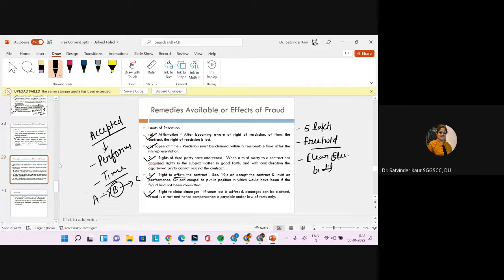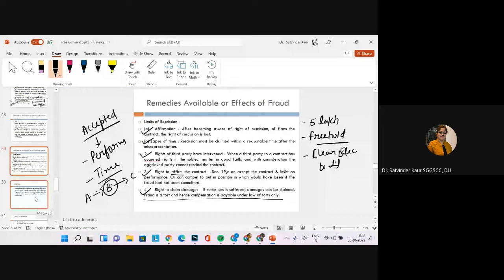So in these cases we can insist upon the performance and we can claim damages. If the loss is suffered, damages can be claimed, and fraud is a tort, hence compensation is payable under the law of torts. Compensation or damages can be claimed as a matter of right in case of fraud. So the next assignment or task you have to do is the difference between misrepresentation and fraud. I hope you'll be able to do that.